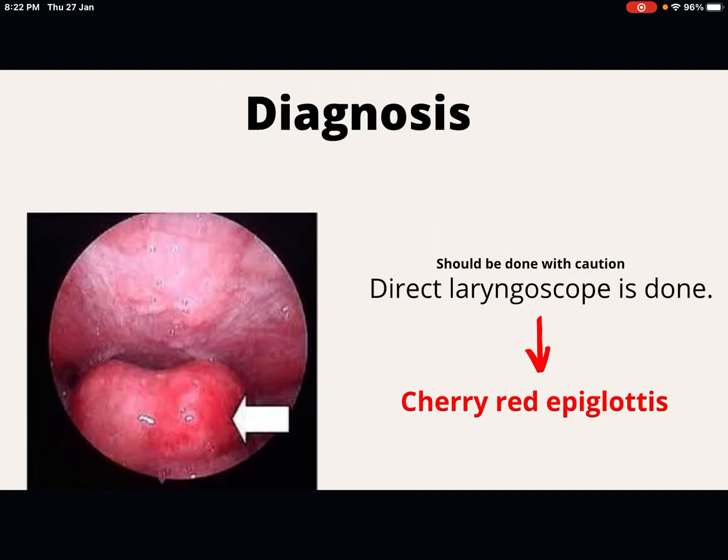Coming to the diagnosis part, it is diagnosed by direct laryngoscopy, but whenever we are doing direct laryngoscopy, we have to be careful because it can precipitate respiratory arrest in the child. So it should be done with proper caution. And in direct laryngoscopy, we can observe a cherry red epiglottis, that is seen on the left side.